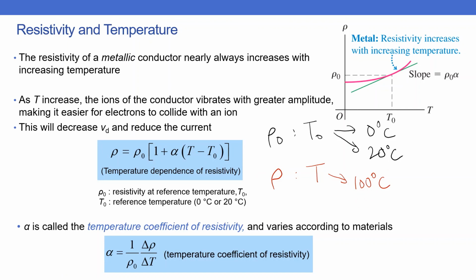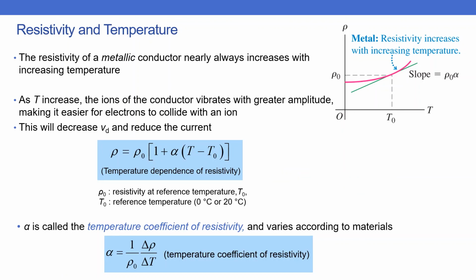Another way to express this equation is using the equation below this. This equation and this equation are actually the same. We have another constant here, which is alpha. Alpha is called the temperature coefficient of resistivity, and it varies according to materials. So this is also a constant, which only depends on the material that is being used. So that's it for resistivity. Next, I'm going to talk about resistance.